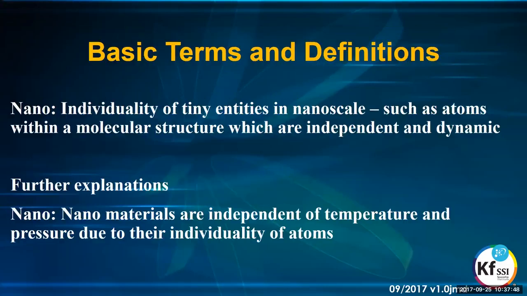In terms of the basic terms and definitions for nano, when we're talking on a plasma basis, it's the individuality of tiny entities in nanoscale, such as atoms within a molecular structure, which are independent and dynamic. So nanomaterials are independent of temperature and pressure due to the individuality of their atoms. And we'll explain that in a bit more detail.